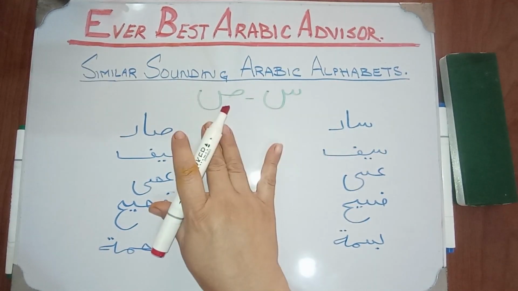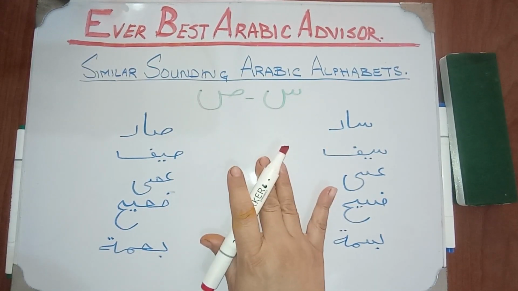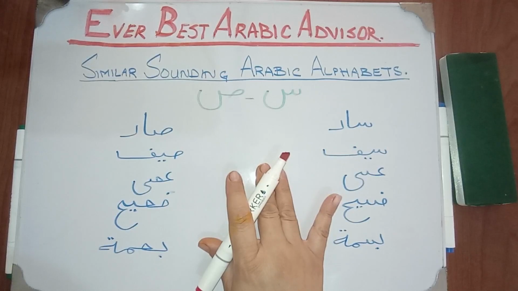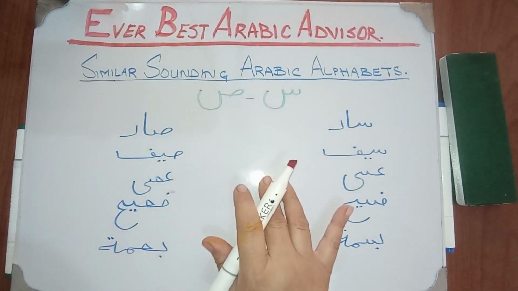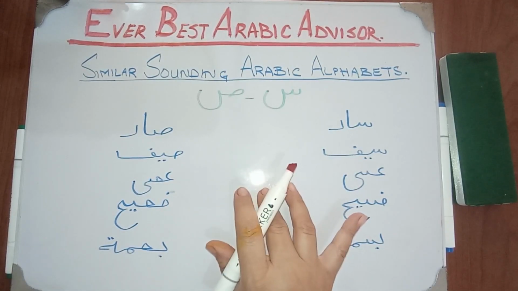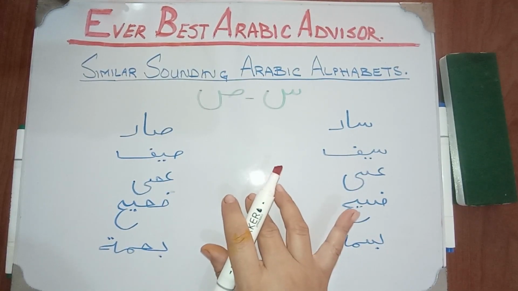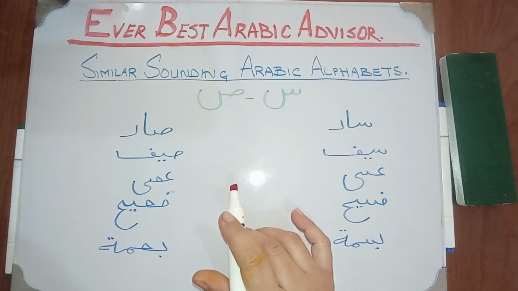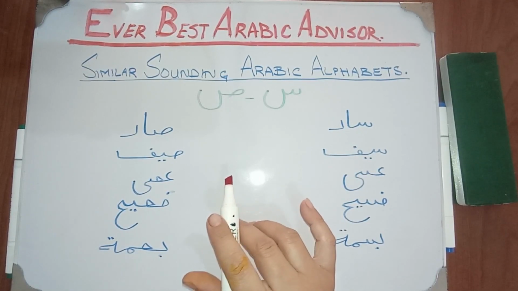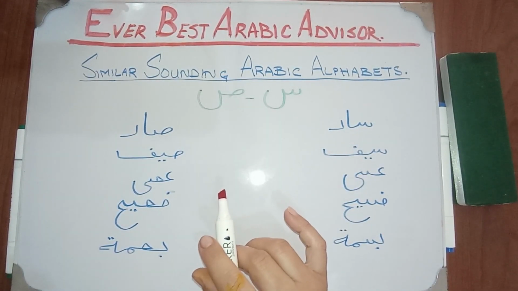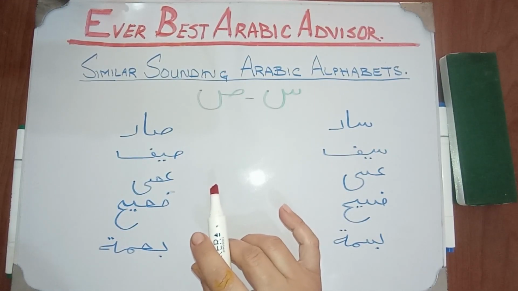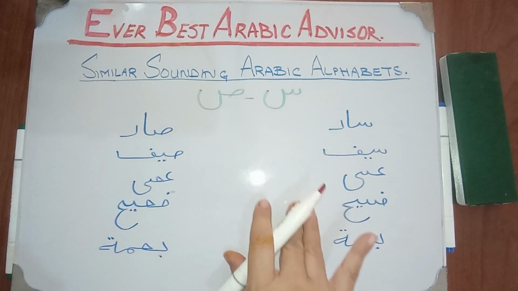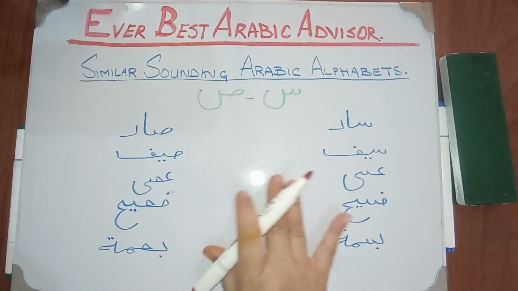Sin and Sod are quite similar in pronouncing and also in their phonics, because both have the same articulation point. They are pronounced from the tip of the tongue when it touches the lower two incisors. This articulation point you can find on my website at the Arabic alphabet pages. Here we write some words so we can see the difference.